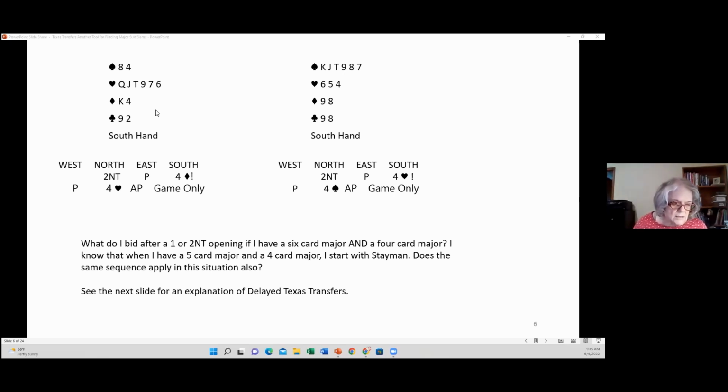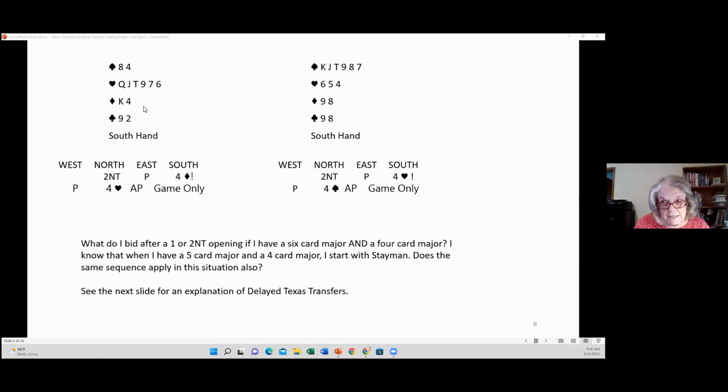I think it's entirely safe that we have game, but forget about slam or anything else. If I had 2 points in this hand, say, or even take away the king of diamonds and take away the jack of hearts and make it the 2 of hearts, then I would transfer to 3 hearts and pass. Notice when you use a Texas transfer, you need to have enough for game opposite the number of no trump that your partner has opened.